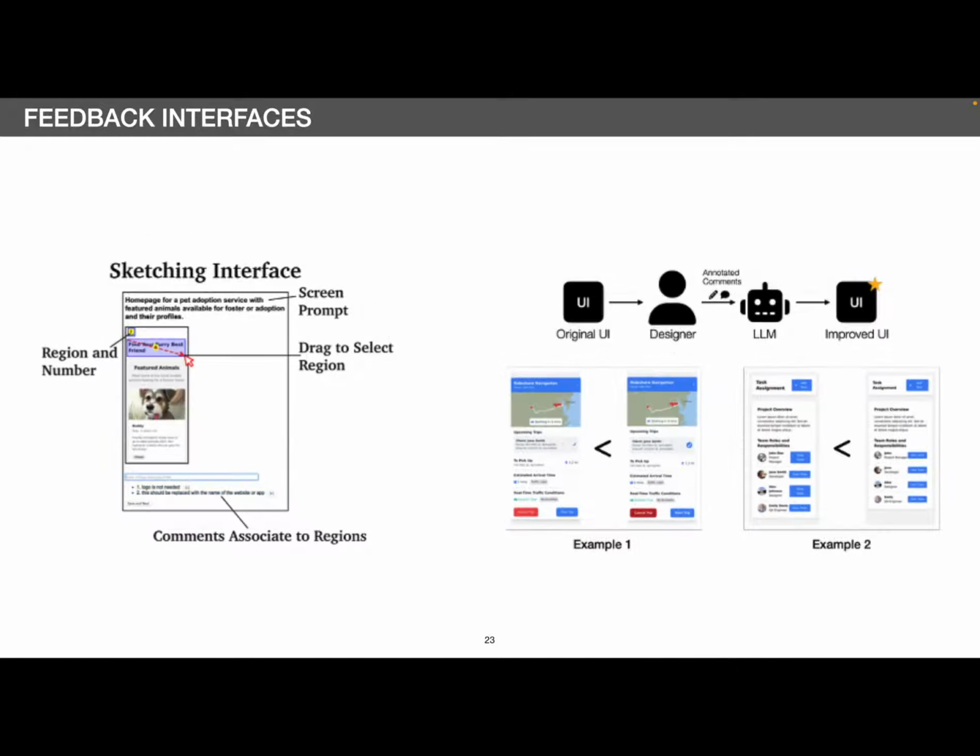Sketching was similar, but the main difference was that before writing a comment, designers could use these drawing tools to annotate the screenshot. And this turned out to help trace the part of the code that designers wished to improve.